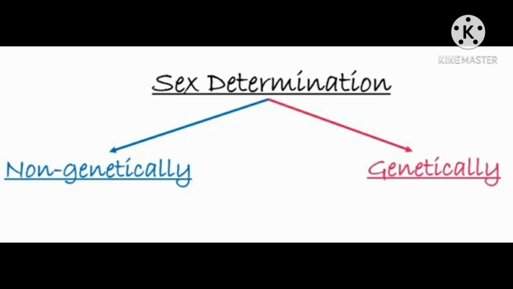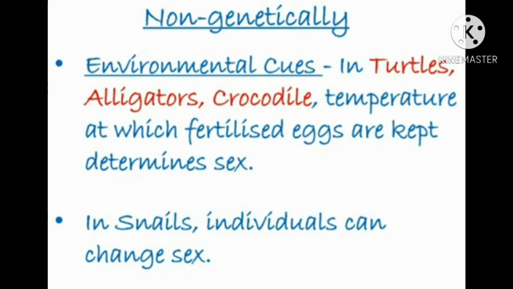How is the sex of a newborn individual determined? Different species use very different strategies for this. In some cases, environmental factors determine sex of the individual. That is, it is non-genetic determination of sex. Environment plays a vital role in sex determination as follows.